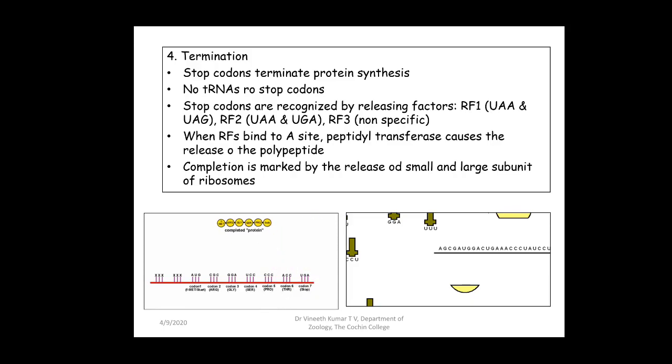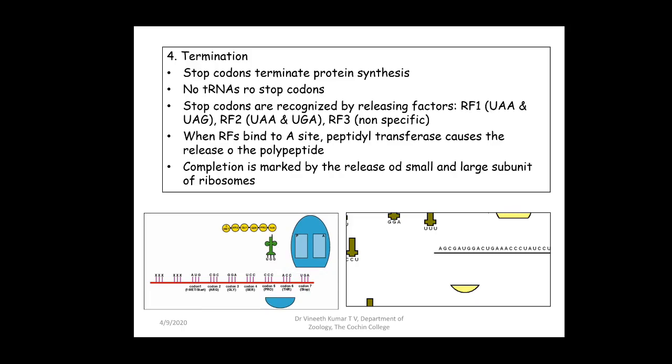to our stop codons. And there are some factors here which help in termination. They are called releasing factors. There are 3 releasing factors: RF1, RF2 and RF3. These releasing factors take up the role of the tRNA, but they cannot form a peptide bond. They are going to terminate this process of translation.